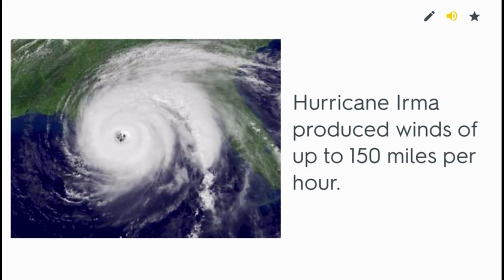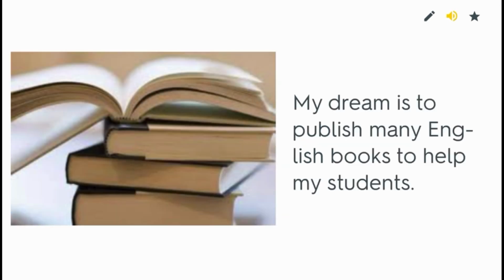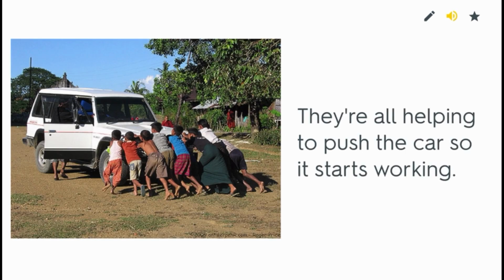To produce. Hurricane Irma produced winds of up to 150 miles per hour. To prove. He's looking for evidence to prove this theory. To publish. My dream is to publish many English books to help my students. To push. They're all helping to push the car so it starts working.